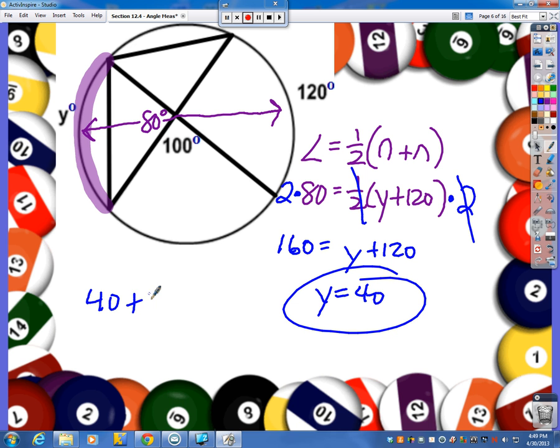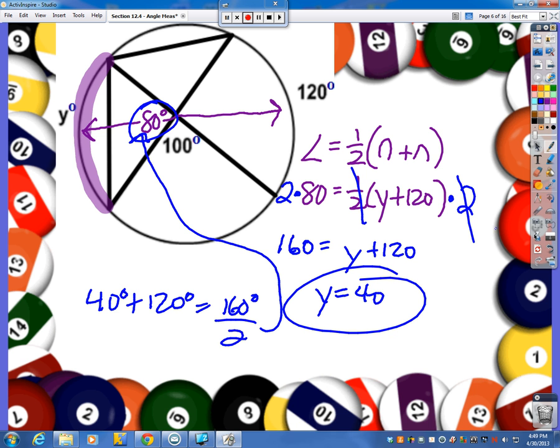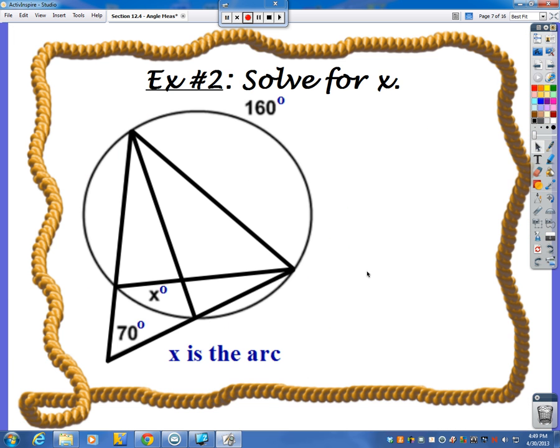The two arcs added together, the 40 and the 120, that makes 160 degrees, and half of that should give me my angle, which was this 80. So I had to use the 100 to get to my 80 in order to do this problem in the end. Second example. Now I've got here x I'm referring to is the arc right here.